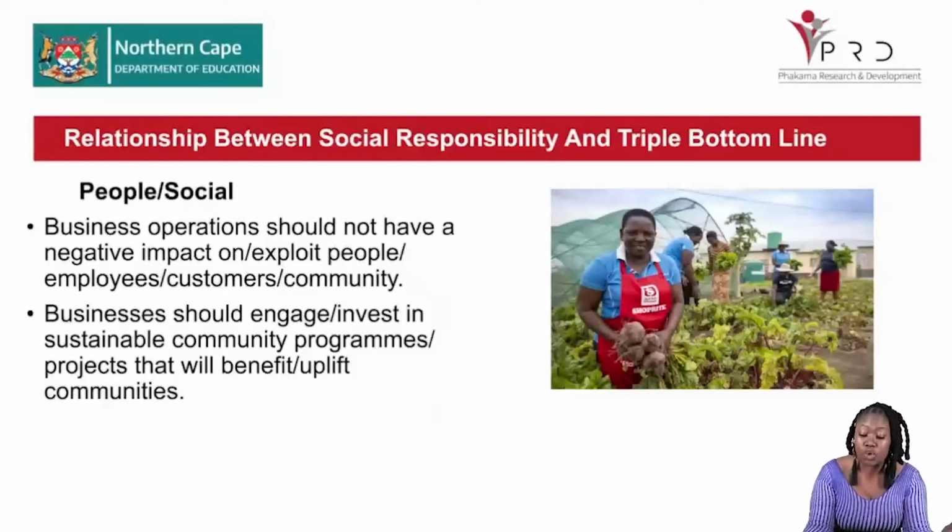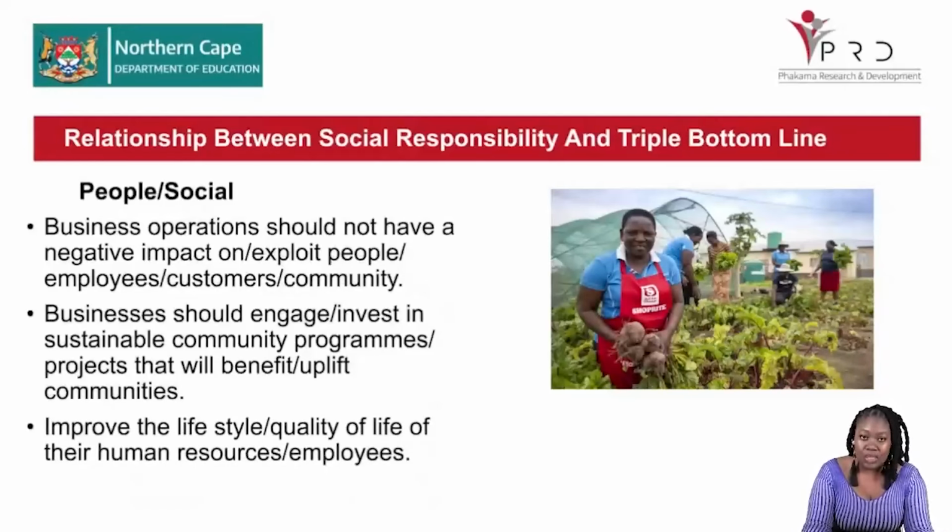So this is how you align social responsibility and the triple bottom line. Making sure that you engage in projects that actually benefit people or the community. And then also in terms of people, businesses need to make sure that they improve the lifestyle or the quality of life of their human resources, which is employees. And how do you do that? As a business, you need to make sure that you pay your employees a living wage, meaning pay them enough money so that their standard of living can actually improve.